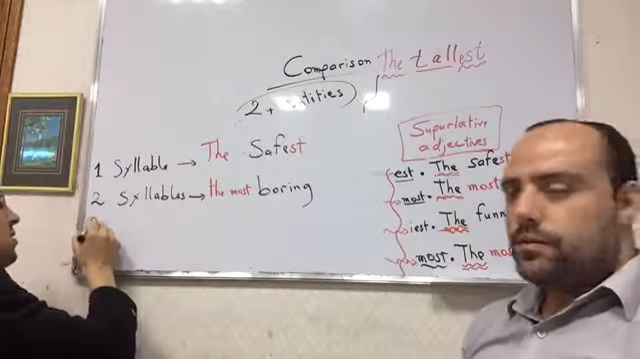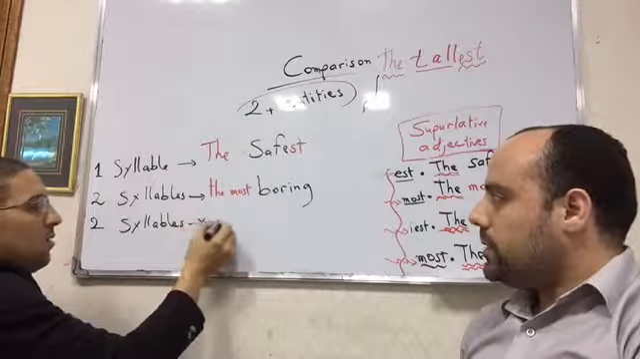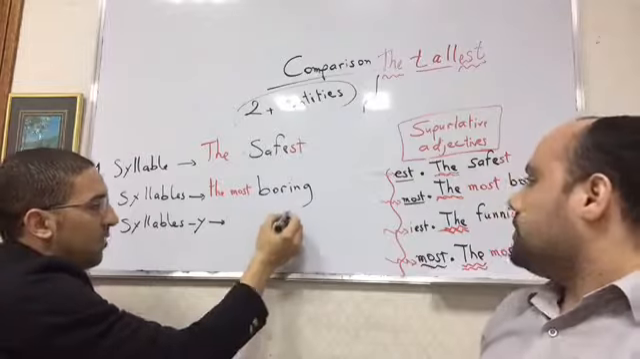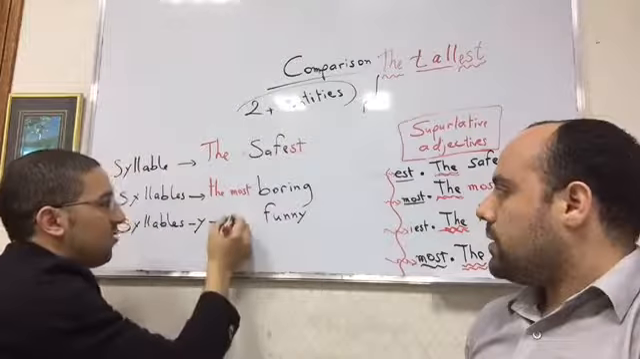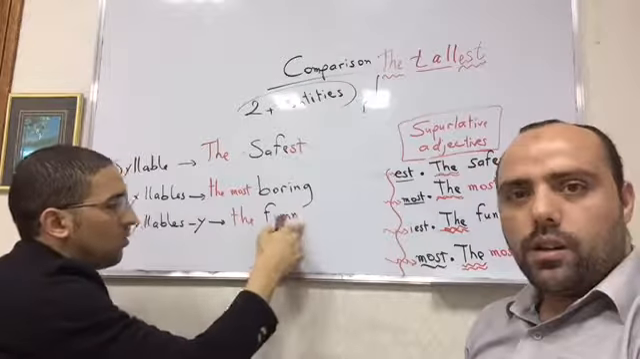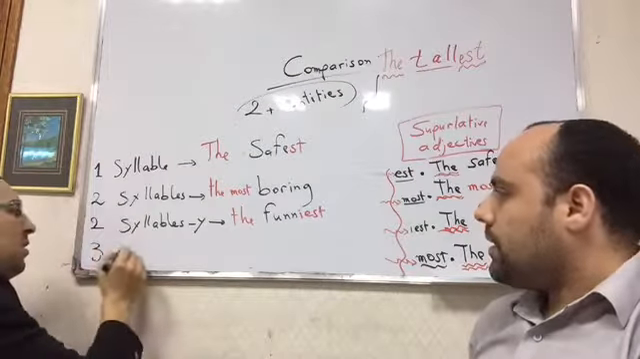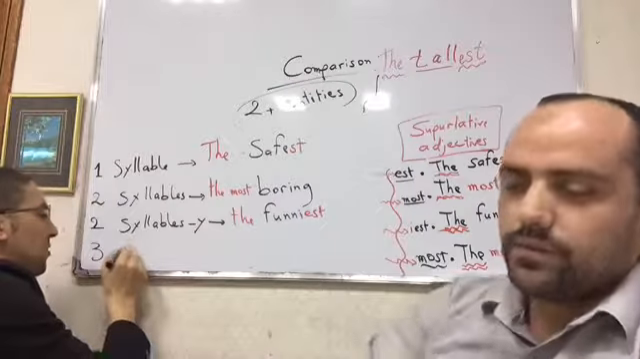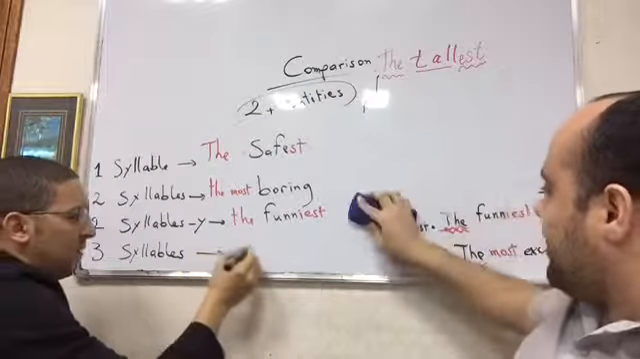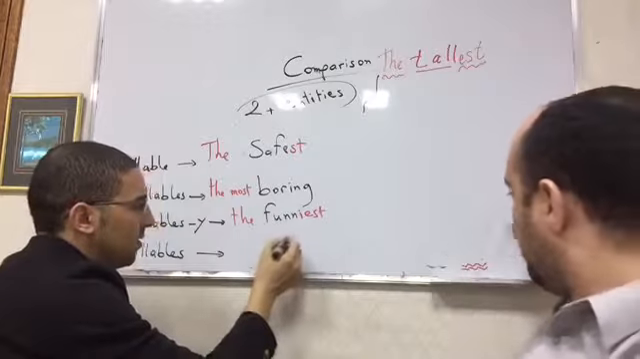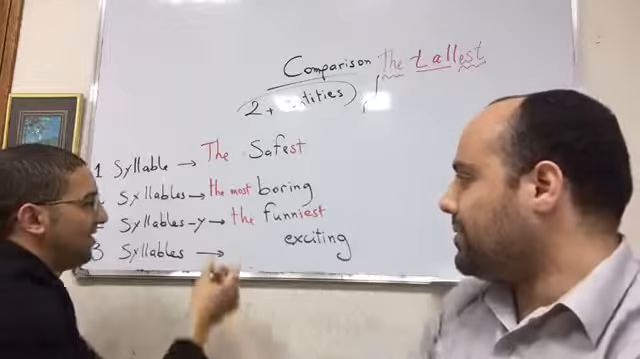And if you have two syllables, here is an exception: two syllables and you have the letter Y, like for example funny. The funniest. We're going to drop the Y and add I-E-S-T. If you have three syllables or more, as we said, don't even think about it, just use the most. We gave an example with exciting. If you're going to write anything again, we're going to write it down here.